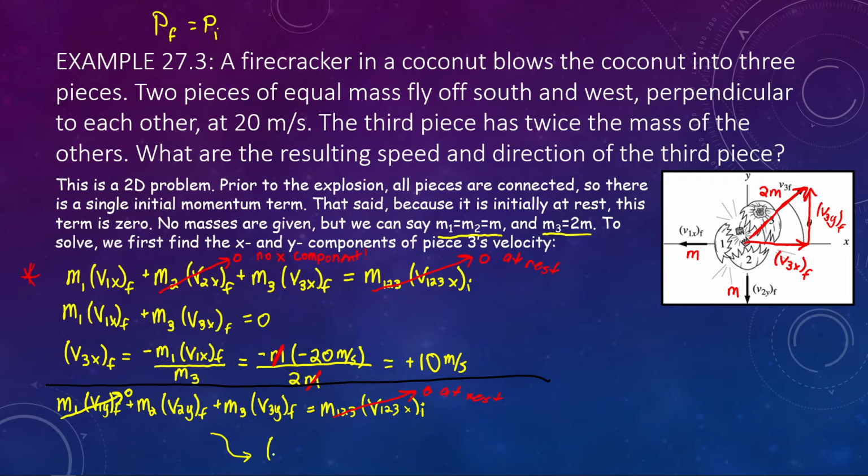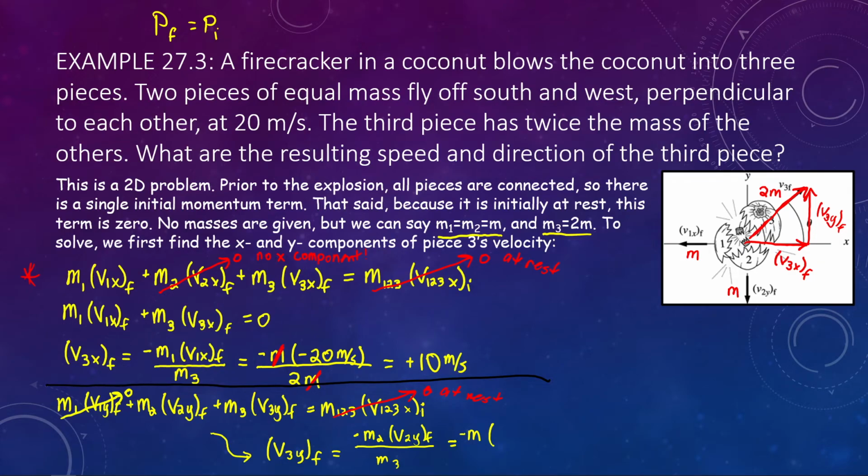Rearranging this, we find v3y final is equal to, if you just look at some basic rearranging, negative m2 v2y final divided by mass 3. So, same kind of process as before. We don't know each individual mass, but we do know one is just a mass m. We're multiplying this by the velocity of object 2 in the y direction. This is a minus sign here.